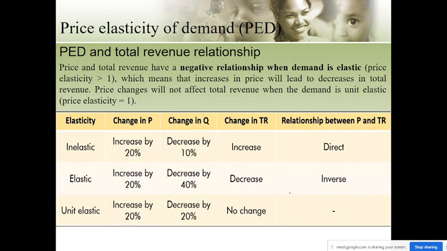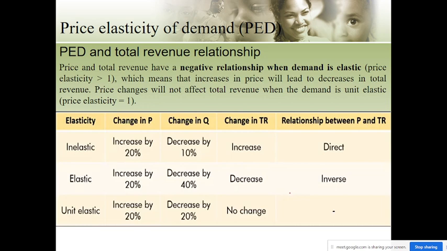Now we have to discuss what the relationship is between total revenue and PED. Okay, price and total revenue have a negative relationship when demand is elastic. Let's see what it means. The diagram is in front of you. If you see elasticity, change in the price, which is known as P, then we have change in quantity demanded, and then change in TR, meaning change in total revenue. We will see what the relationship between P and TR means.